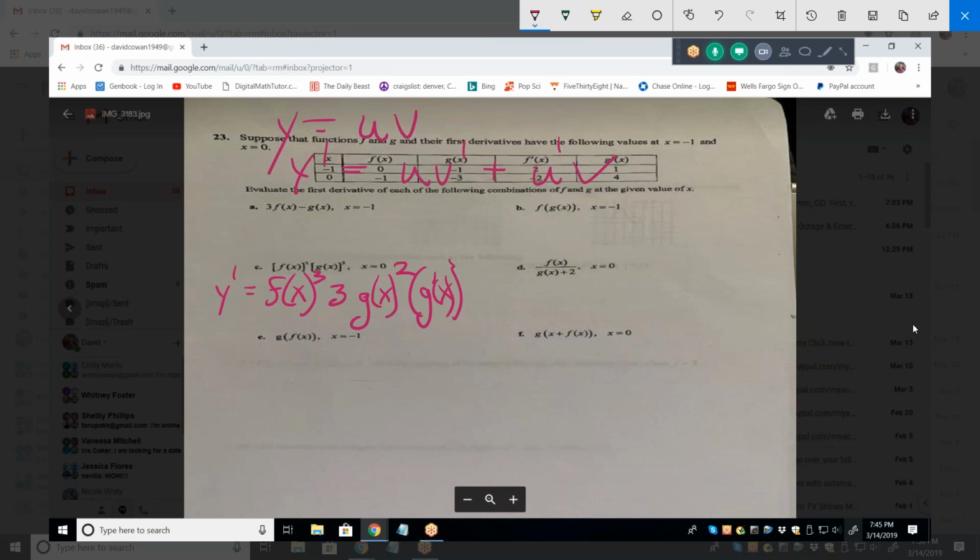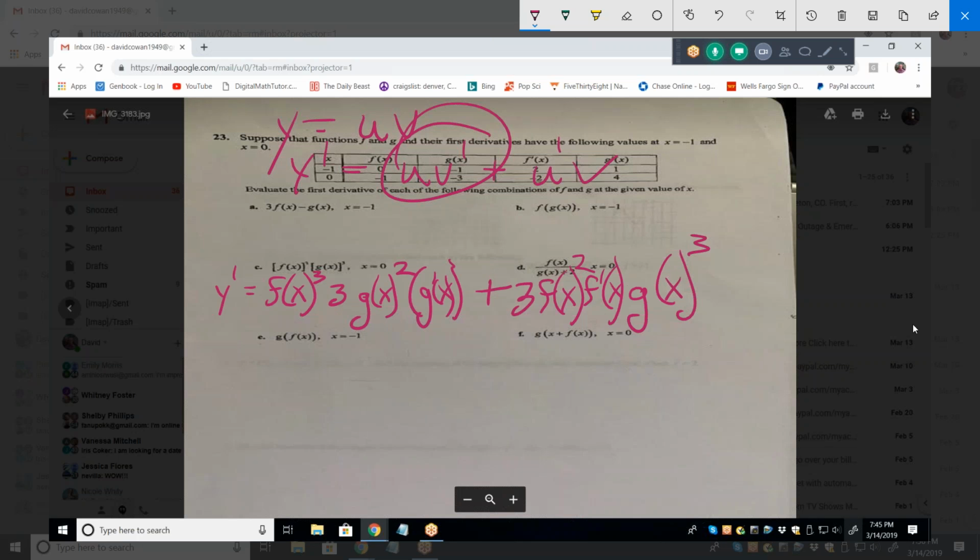Okay. Plus what? Plus, and that's just this part here. So then plus g of x cubed times 3f of x squared times f prime of x.